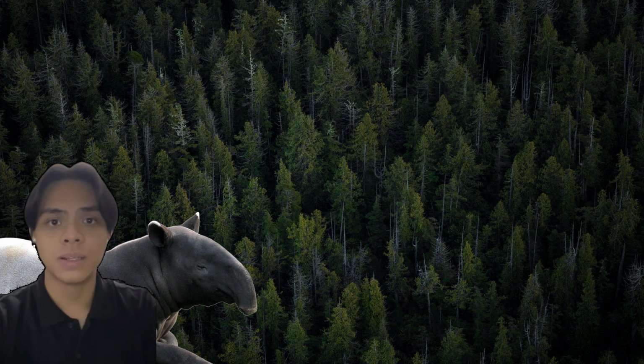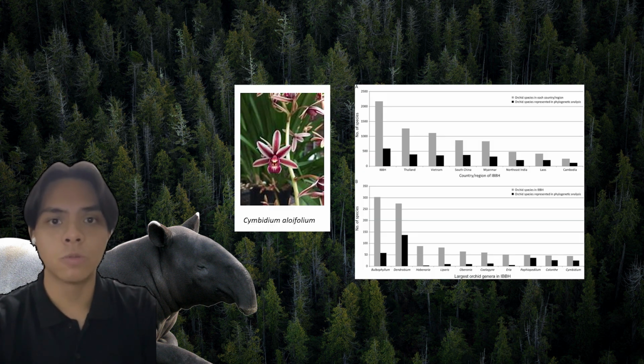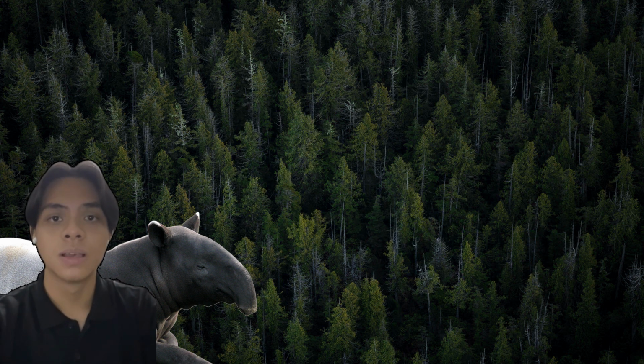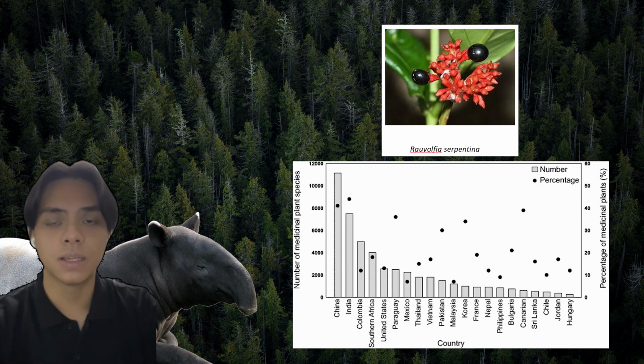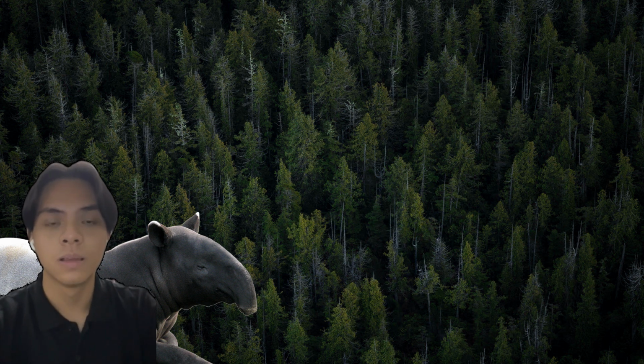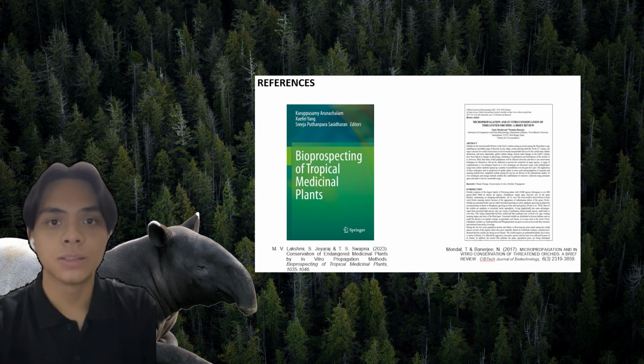Examples of plants used in in vitro propagation are orchids, which are one of the most threatened plant groups due to their slow growth and specialized habitat requirements. Next are medicinal plants like Rauwolfia serpentina, which is valued for its alkaloids and endangered due to overharvesting. These are the books that I used as sources, and I recommend them to learn more about conservation of endangered medicinal plants and preservation of rare plants using tissue culture.